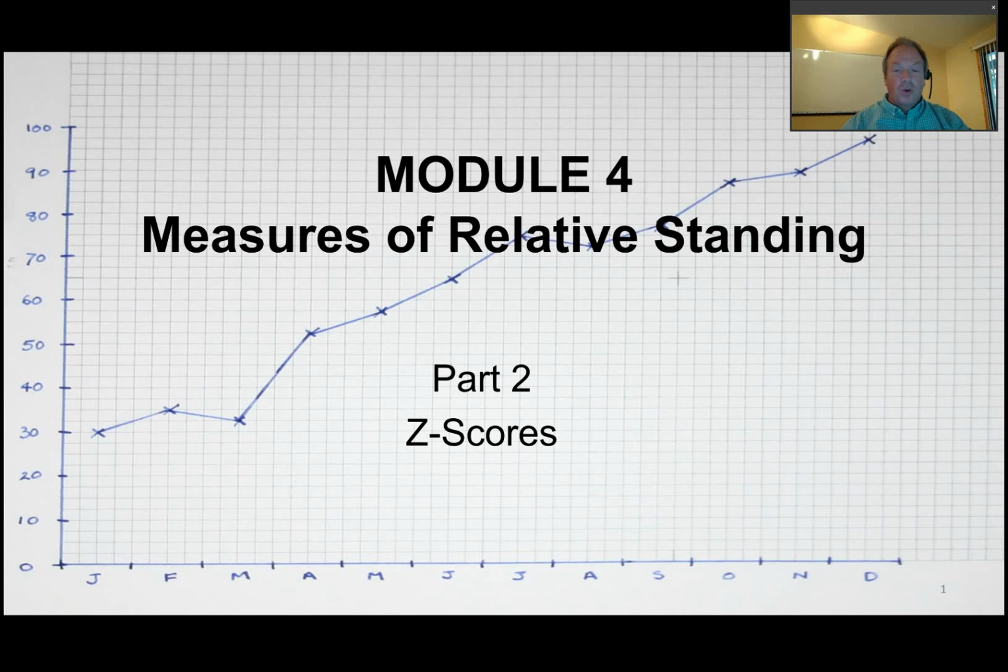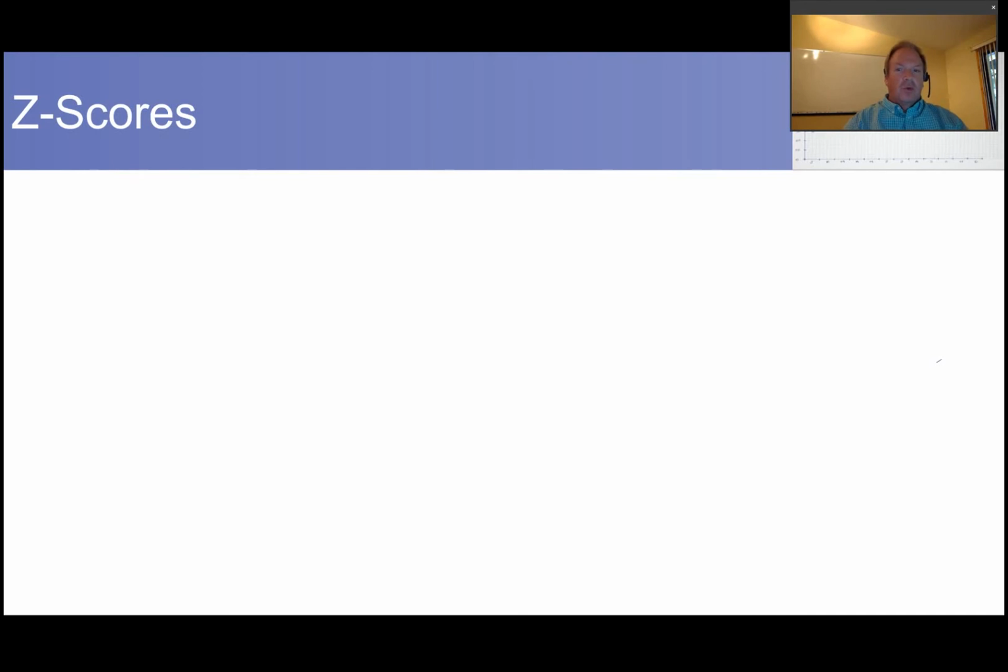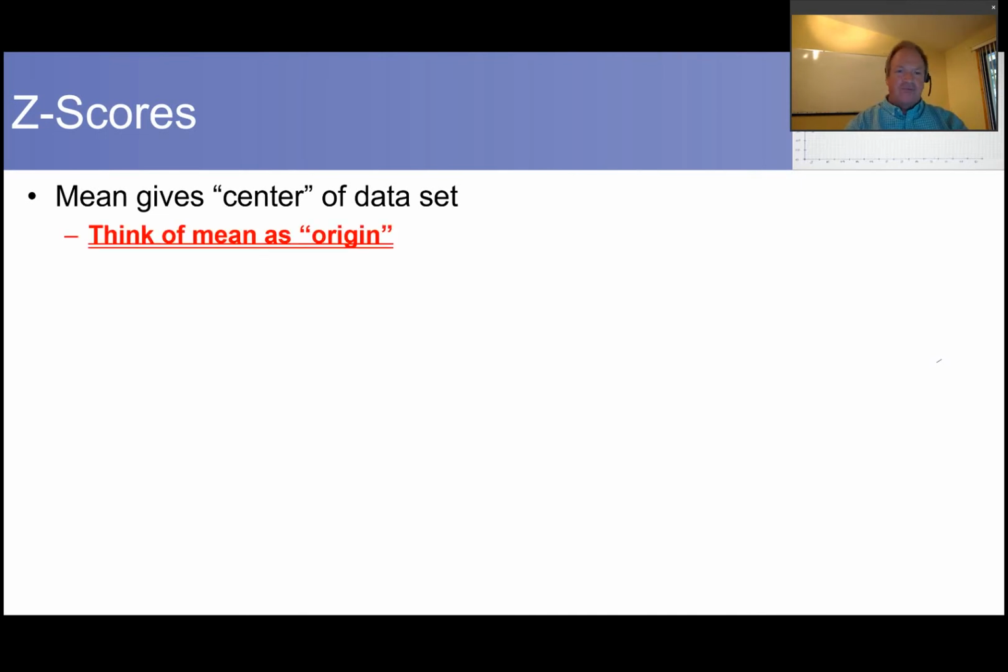Welcome back. In the second part of our lecture, we're going to talk about the second measure of relative standing called a z-score. So first we want to try to understand what a z-score is, and I think you'll find it's quite simple. We've been talking about how the mean is considered to be the center of a data set when it's symmetric. And we're going to take that idea and extend it a little bit further and start thinking about the mean as, say, the origin of a coordinate system.